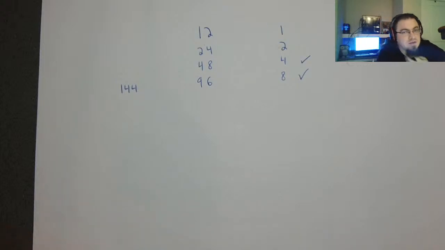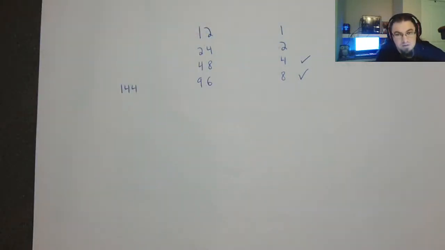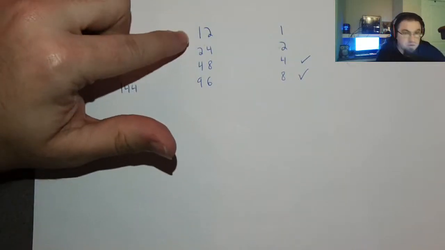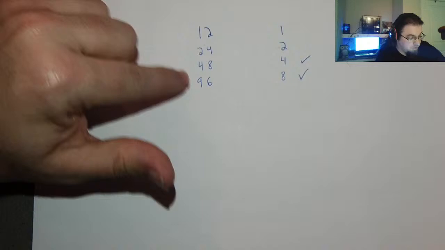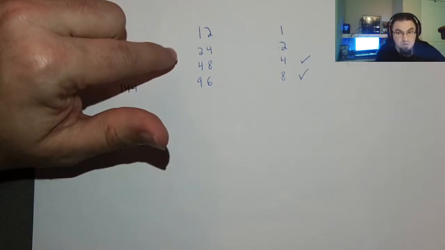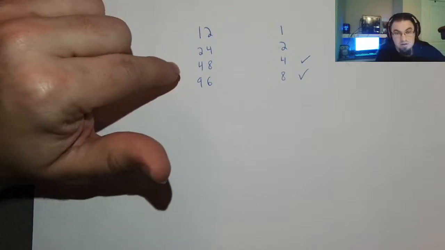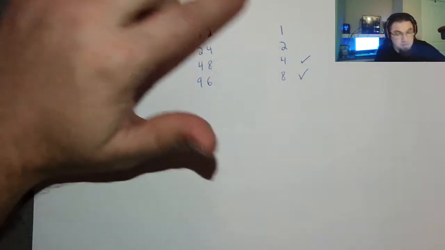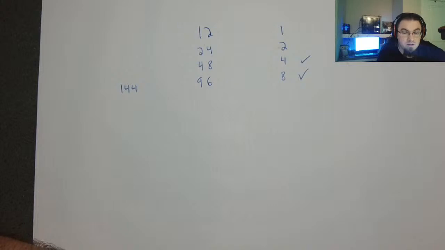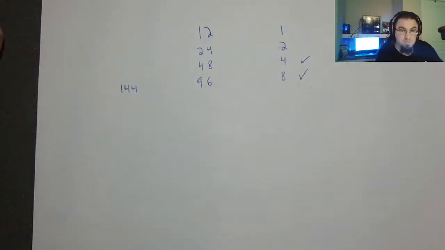Well, let's think. What is clearly going on here? In each column, what is happening? Well, in each column, I started with a number, and I doubled it a bunch. So I started with 12, and I doubled it and got 24. And I doubled that, and I got 48. And I doubled that, and I got 96. And then I did the same thing here. But what's the deal with these check marks and this 144?